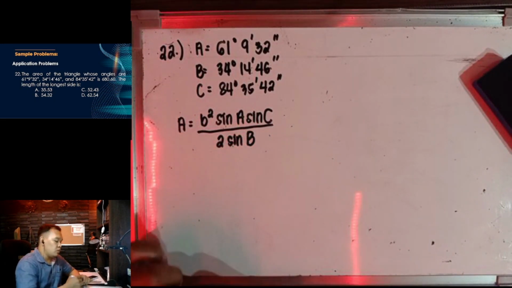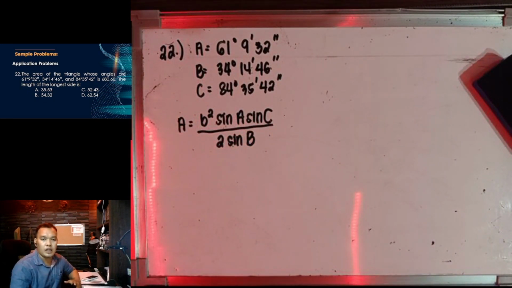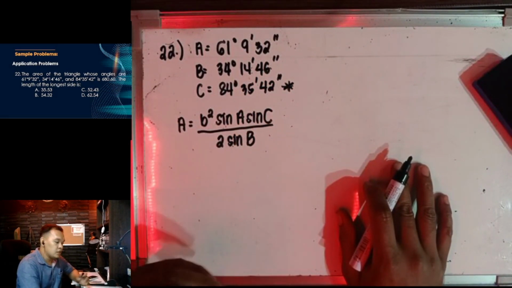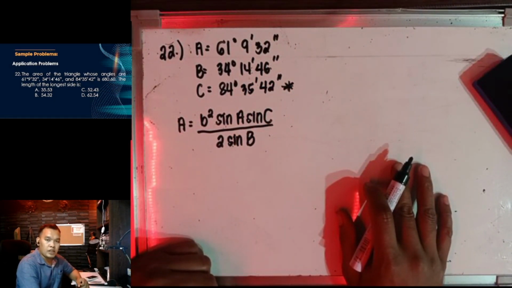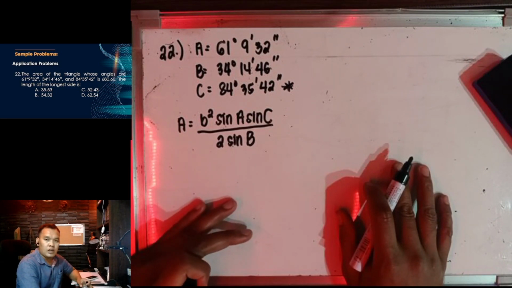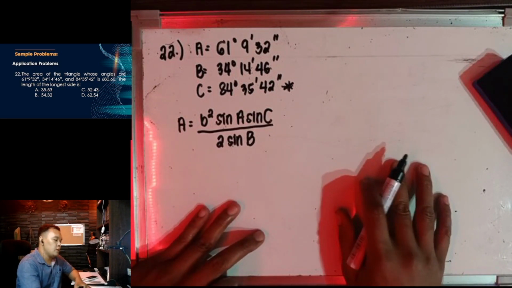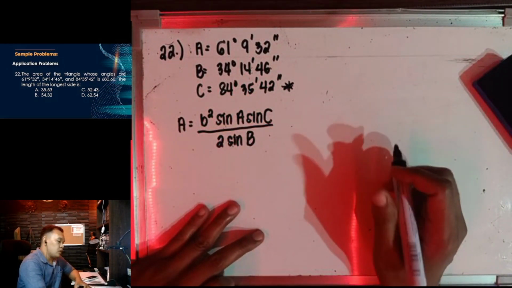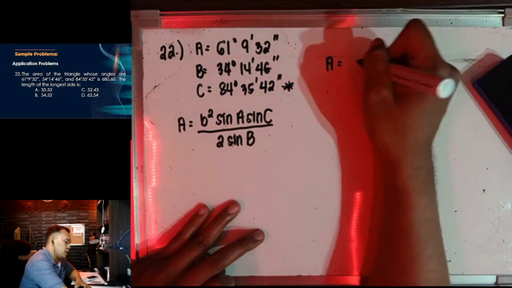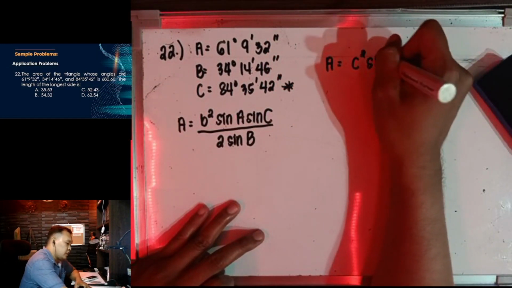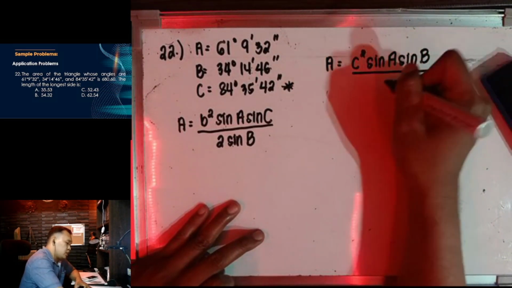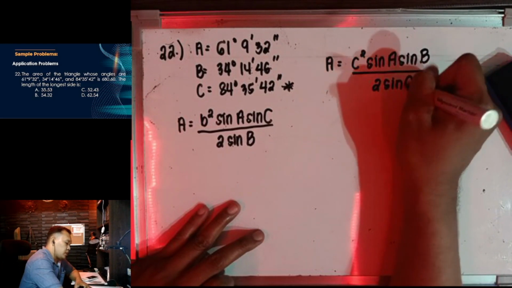Okay? And we all know that the one with the largest angle also has the longest side, right? So, let's say the angle 84 degrees, 35 minutes, and 42 seconds is what forms the longest side, no? So, let's consider that one. So, we need to find side C. To get side C, we have here the formula A is equivalent to C squared sine A sine B all over 2 sine capital C.